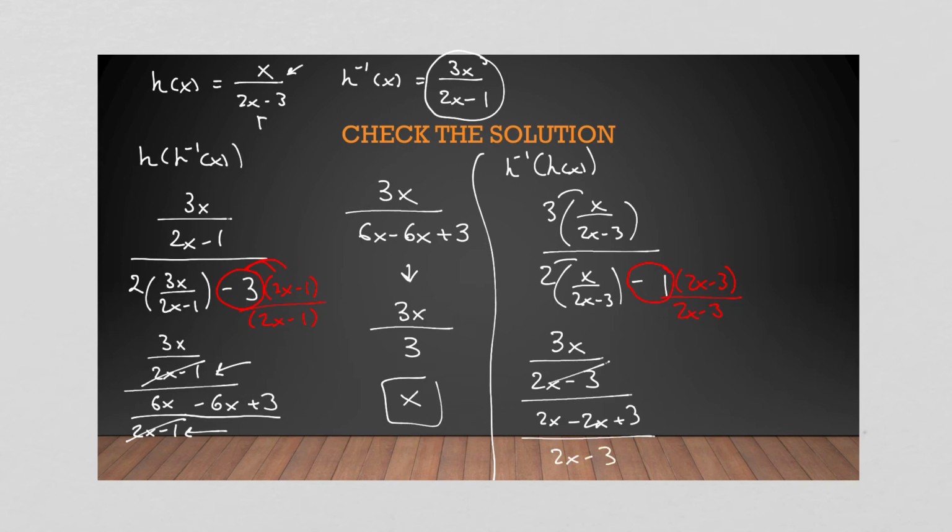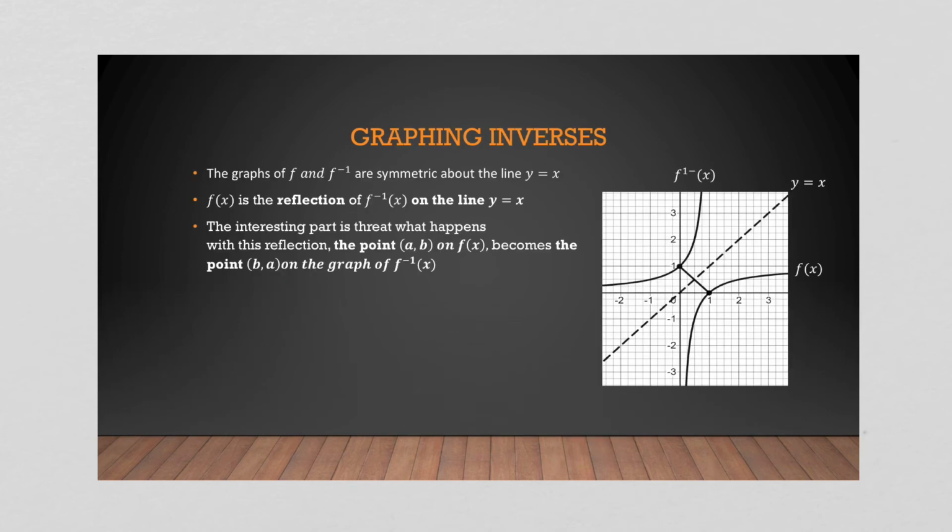And again, the denominators are the same. So I'm left with 3x over 2x minus 2x plus 3, which is 3x over 3, which, yes, is x. Boom, I got it. So they are inverses, and we have the domain and range of both. So in your notes, I've added an additional example, so feel free to have a look through there. I'm not going to do it in this video. It's going to be long enough.